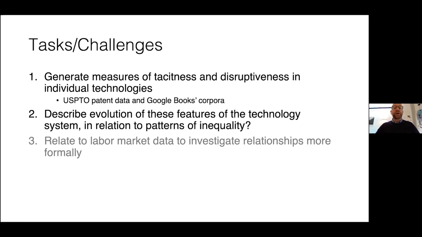And to do that, I'm going to talk about work that we're doing that makes use of machine learning techniques and high dimensional data coming from the USPTO and also from Google Books. I'm also going to try to describe what these measures look like once we build them. And then eventually, although it's not going to be in today's presentation, we want to formally relate measures of tacitness and disruptiveness to our labor market data that I showed you at the very beginning. Okay, but that's not coming today.